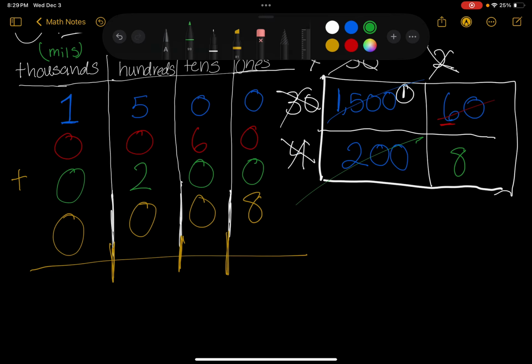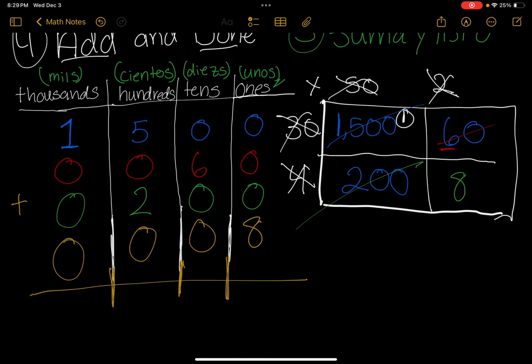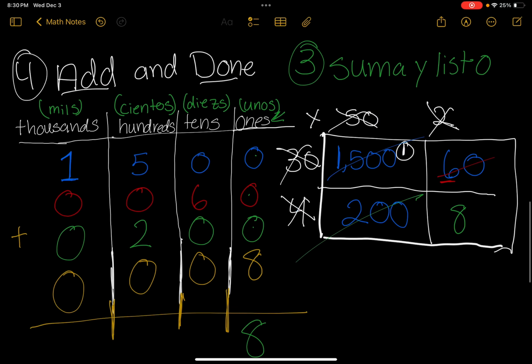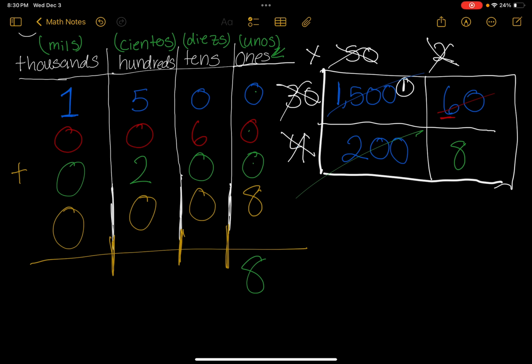And so now all we're going to do next is add them all up. Let's start with our ones place. So we have 0 plus 0, which is 0, plus another 0. So 0 plus 0 plus 0 is nothing. So 0 plus 8 is 8. Tens. We have 0 plus 6, which is 6. 6 plus 0, which is 6. And 0 plus 6, which is 6. So right now we should have 68.